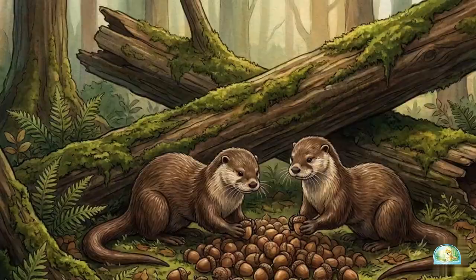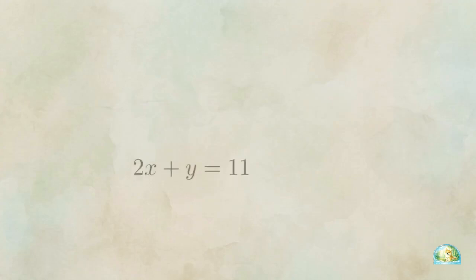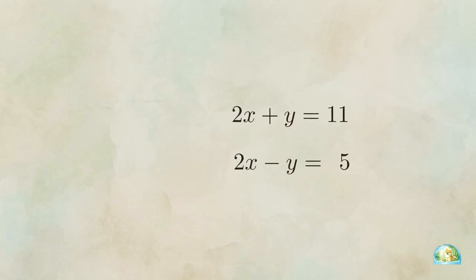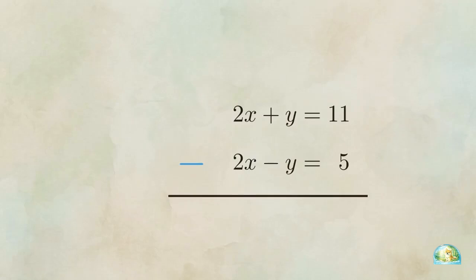Now, let's look at a scenario where the equations aren't neatly solved for y. Here are the equations representing the logs our otters are sitting on. 2x plus y equals 11, and 2x minus y equals 5. Because the x and y terms line up perfectly, we can use a new strategy, subtracting one entire equation from the other to eliminate a variable.